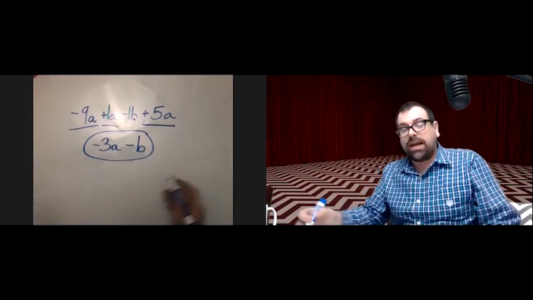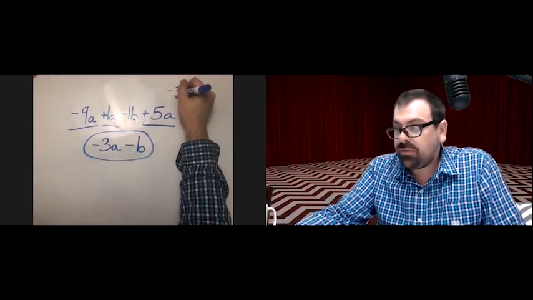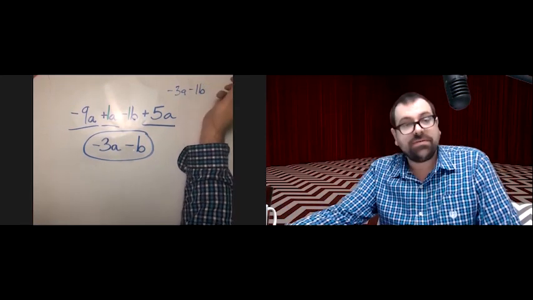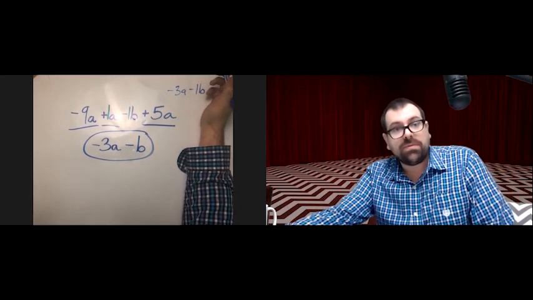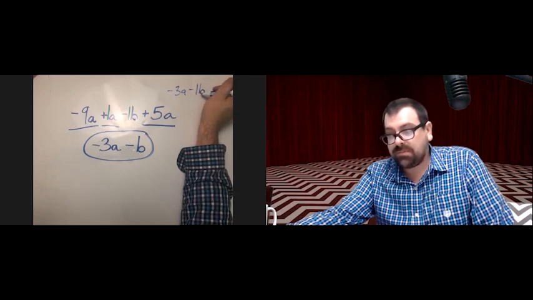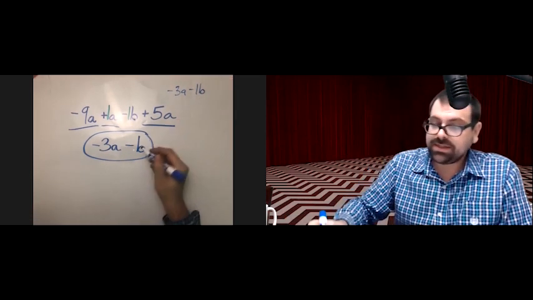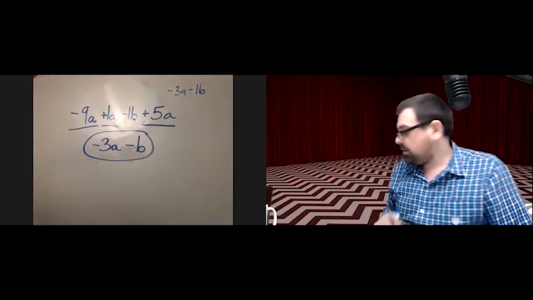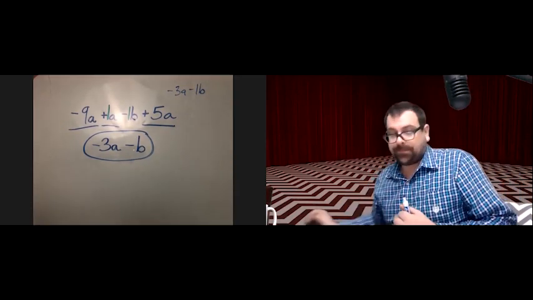We wouldn't want to write negative 3a minus 1b as the final answer because it wouldn't be simplified all the way. Anything times 1 is itself, so 1b means 1 times b. That's just b. So it is incorrect to leave a 1 in the final answer like that.